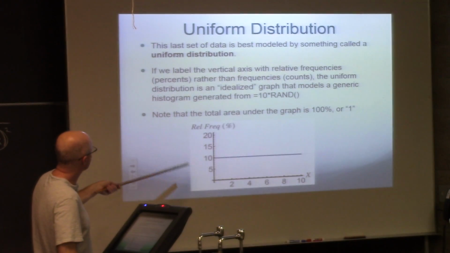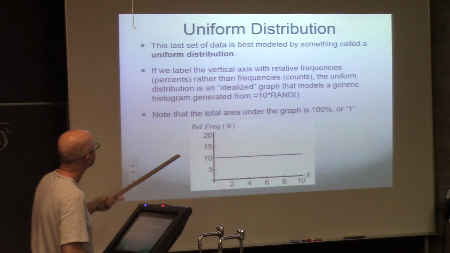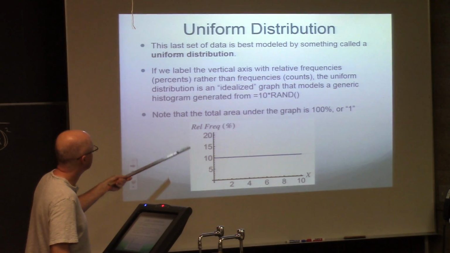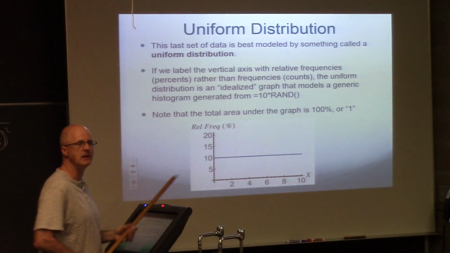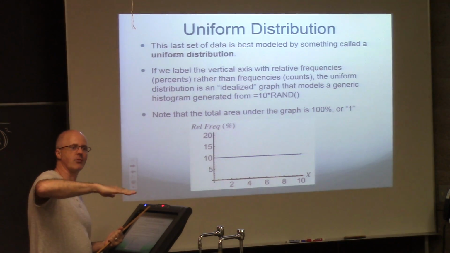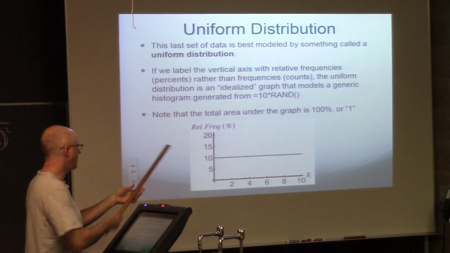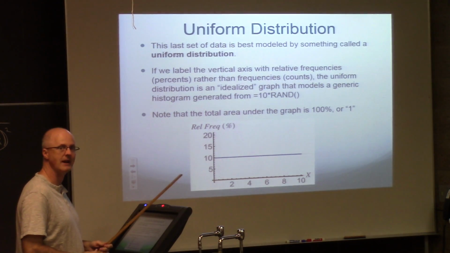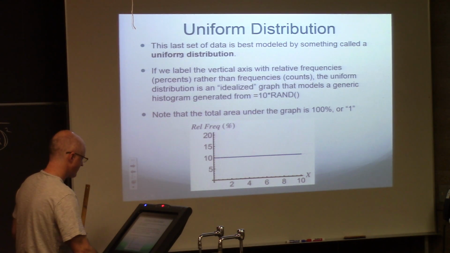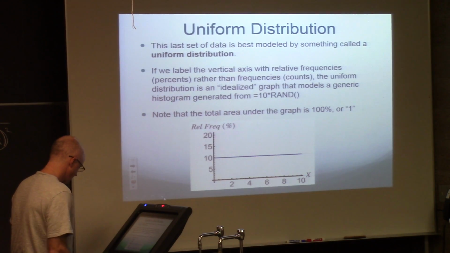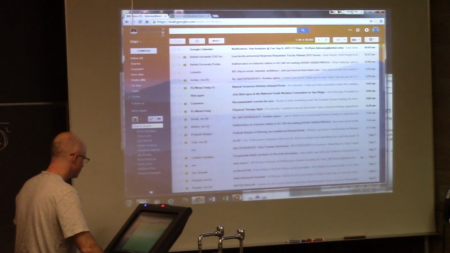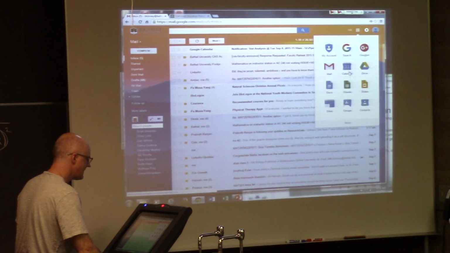If we label the vertical axis with relative frequencies as percent, say, rather than counts, the uniform distribution is an idealized graph that models a generic histogram generated with that spreadsheet code equals 10 times rand. It's a horizontal line. Essentially, we're saying, ideally, if you did this over and over again, these histograms are going to be well modeled, on average, by this horizontal line, where you could think of it as a bunch of bars of the same height, if you prefer. Does that really happen? What do I mean? We can use the spreadsheet to find out. I did it already.